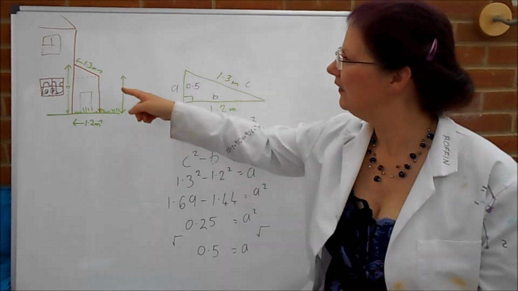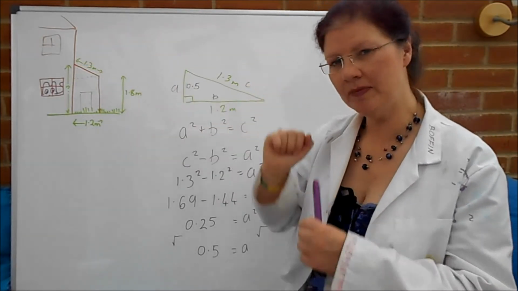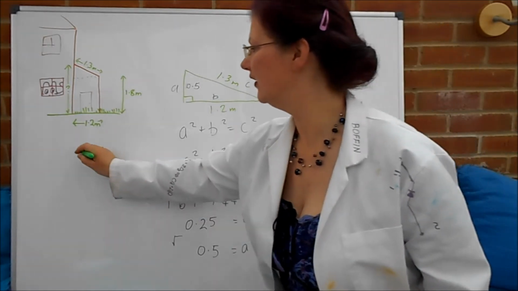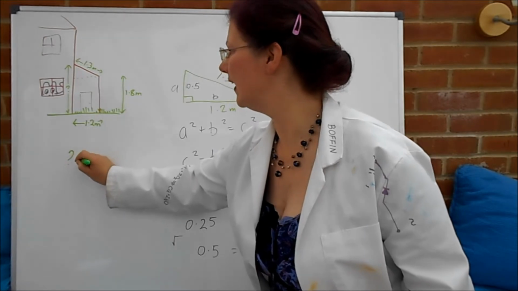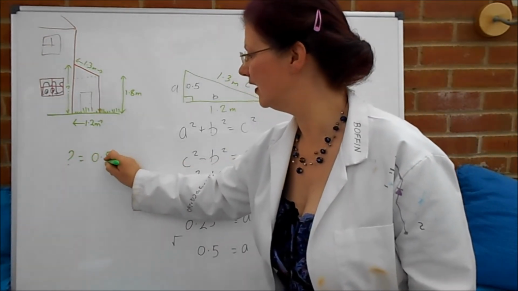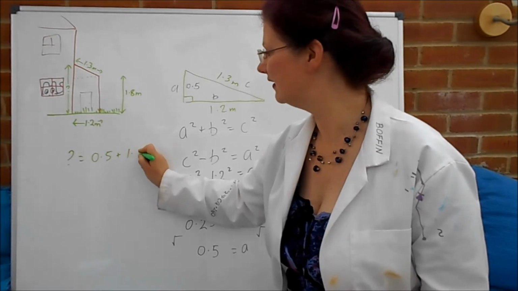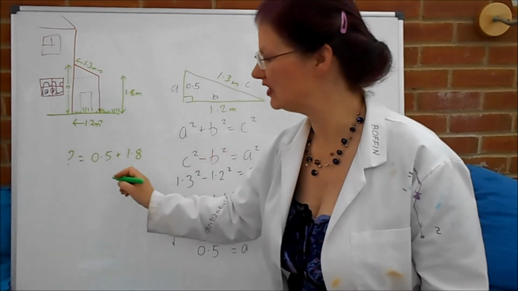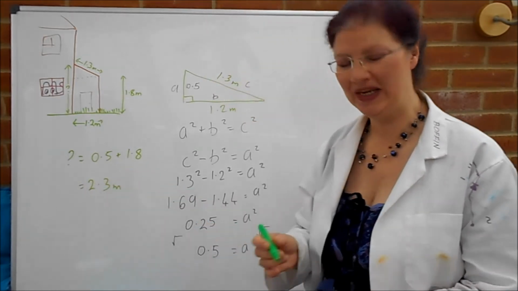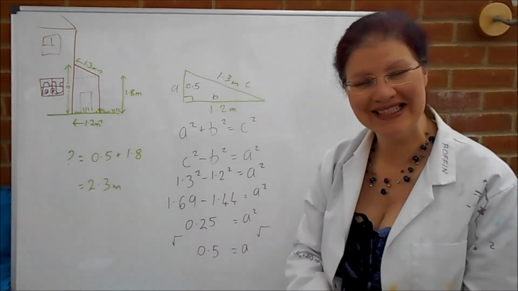So, if the height here of the slopey bit is 0.5, then that gives us a total height, the question mark bit on my diagram there, is the 0.5 plus the 1.8, which gives us a total height of 2.3 metres. There, did you get that one?